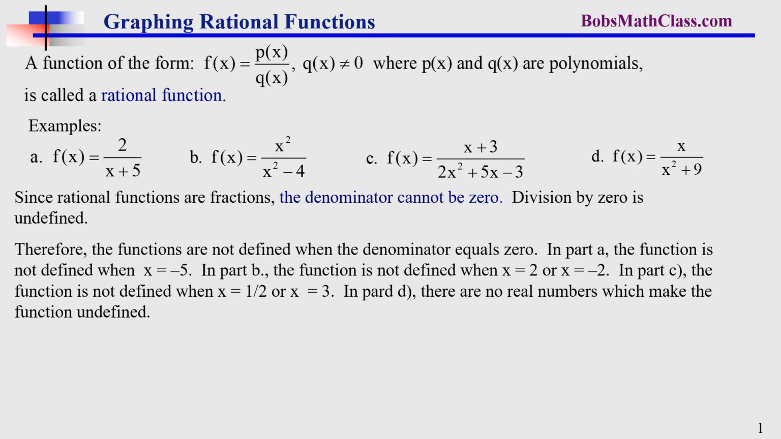Now, how do we get those numbers? Well, we have to factor it first, and then set each factor equal to 0, and solve, and that's how we get those two numbers. The last one, part D, there is no number that'll make it 0, because whenever you square a number and add 9 to it, there's no way to get 0 out of that. When you square a number, you're going to get a positive. So no way to get that fraction to be undefined.